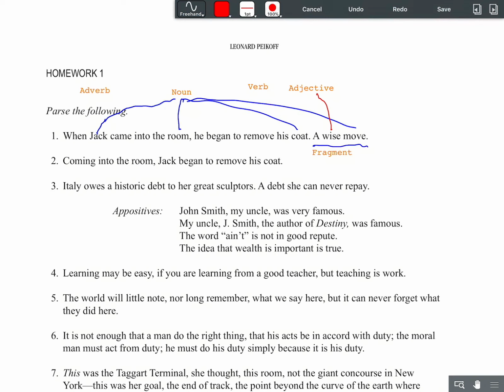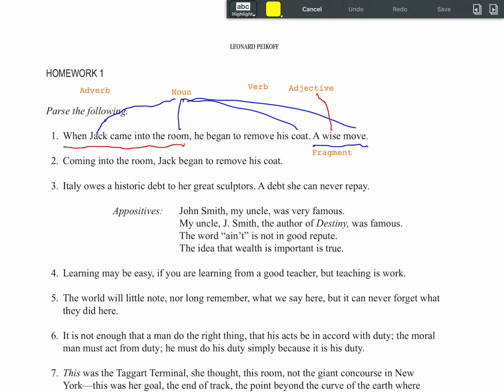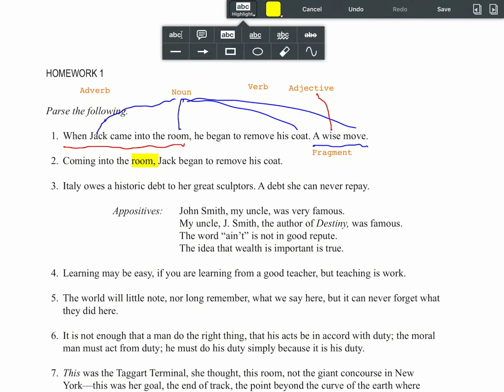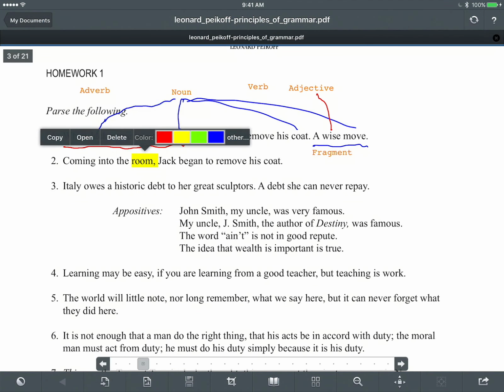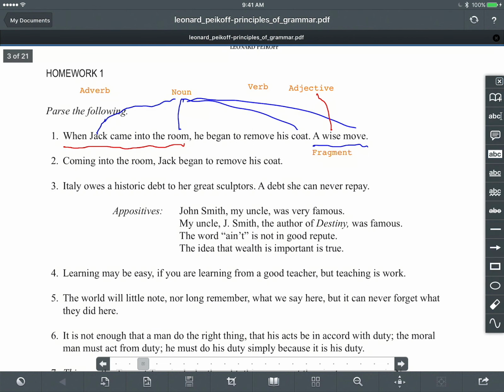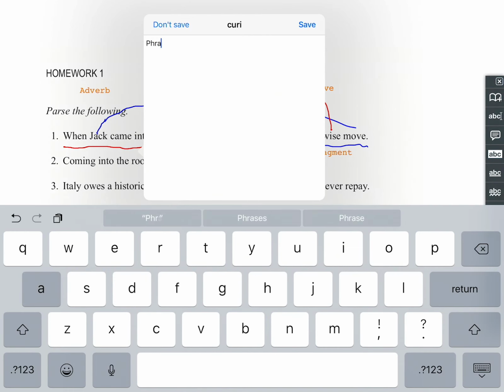Alright, now this whole thing is a phrase here. No. Alright, close. Delete. Okay. Phrase. Oh wait, maybe it's a clause. Jack is the subject and came is the verb, so it's a clause.